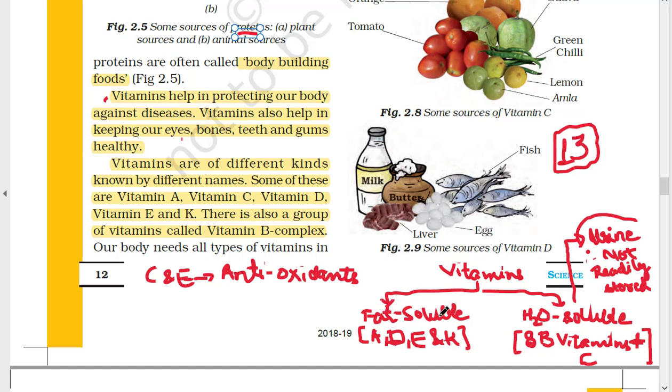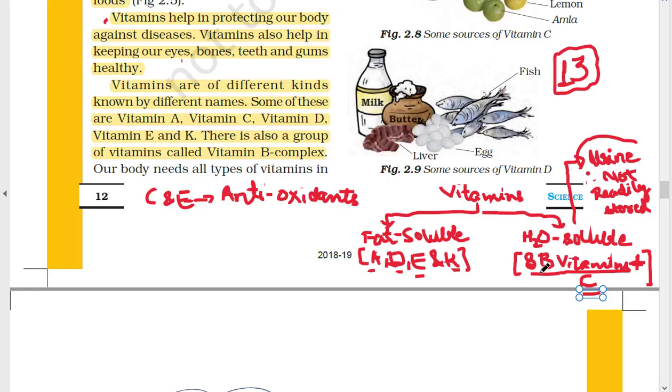So let us see the broad classification of vitamins. Vitamins can be classified as fat soluble and water soluble. By the name itself, you can tell: fat soluble means the vitamins which will be dissolved easily in the fats, and water soluble is which will be easily dissolved in the water. What are the fat soluble vitamins? It is vitamin A, D, E and K. And what are the water soluble vitamins? It is the 8 B vitamins and vitamin C. That means vitamin B complex and vitamin C come under the water soluble vitamins.